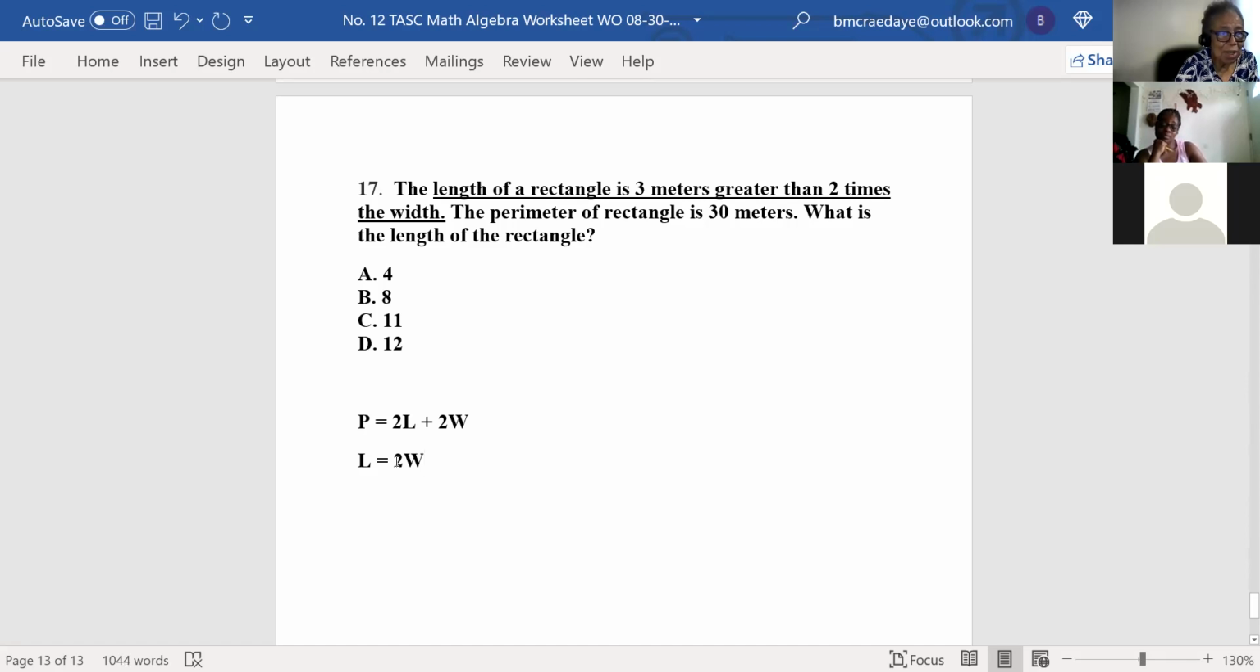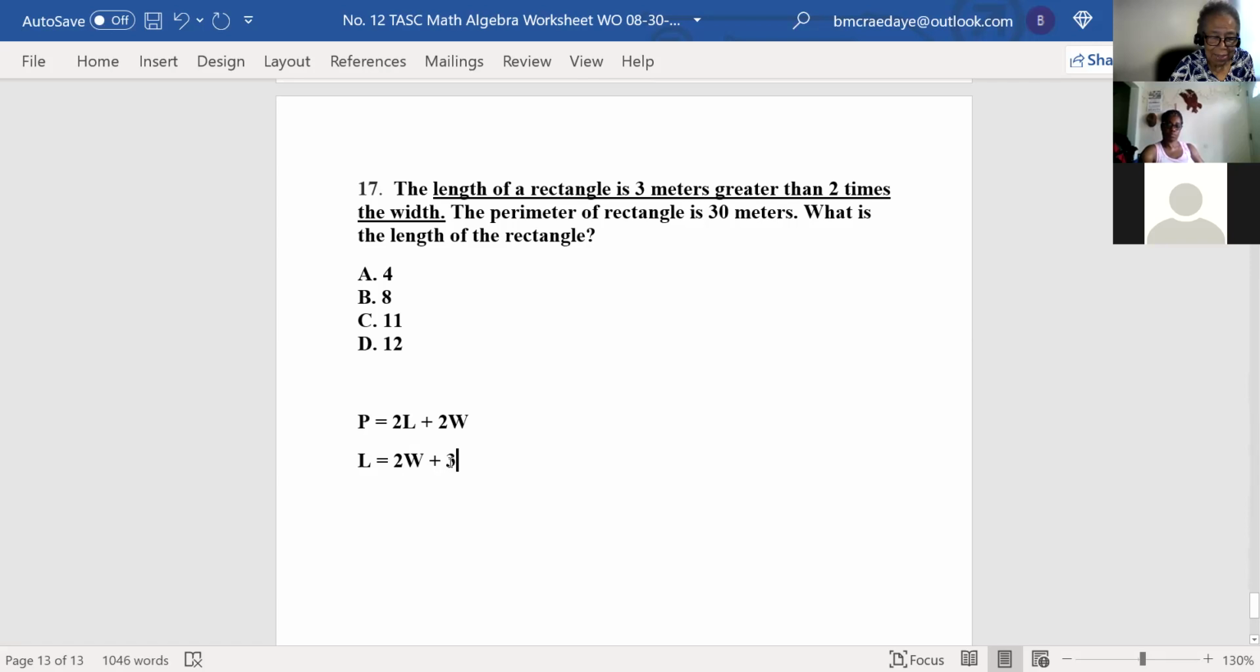Okay, 2 times the width, and then how would I write 3 meters greater? How would I add the 3? So you do plus 3. We won't put the units here. So length is 3 meters greater than 2 times the width. So that's the length: 2 times the W, that's the width, plus 3.